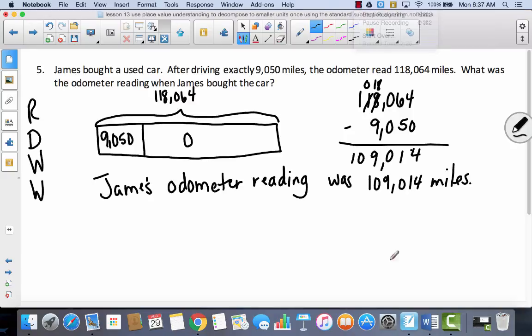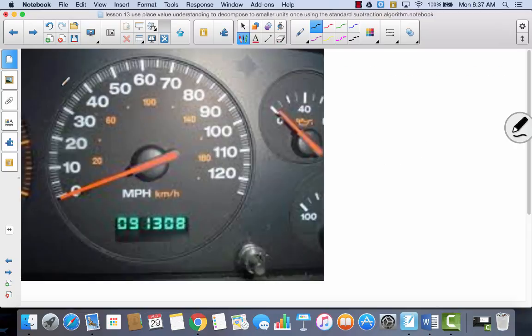Okay, so let's take a look at problem number 5. When you read this problem, it talked about how James bought a used car and it talked about an odometer. You may not have been exactly sure what an odometer was. You may have still been able to figure out this problem because obviously we've been subtracting every time, but just for your own information, this is what the odometer on a car looks like. It's this number on the car that tells you how many miles a car has been driven.